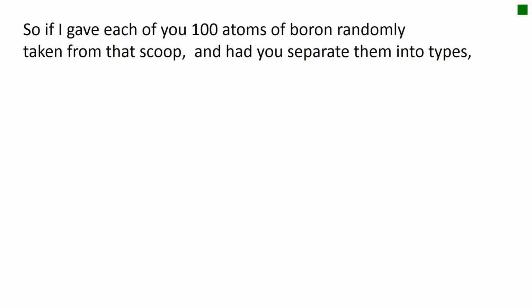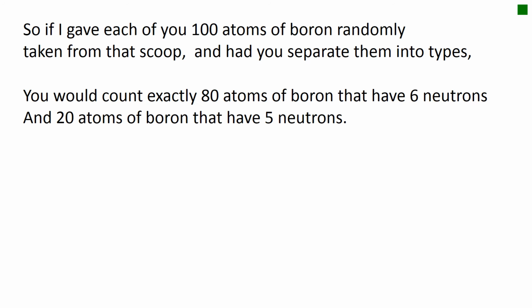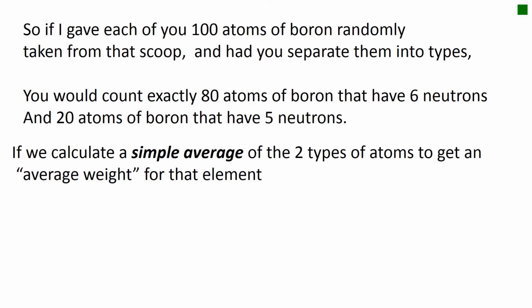So, if I gave each of you 100 atoms of boron randomly taken from that scoop, and had you separate them into types, you would count exactly 80 atoms of boron that have 6 neutrons and 20 atoms of boron that have 5 neutrons. If we calculated a simple average, now simple average means take the total divided by the number, that would give us an average weight for that element. And that would look like this.